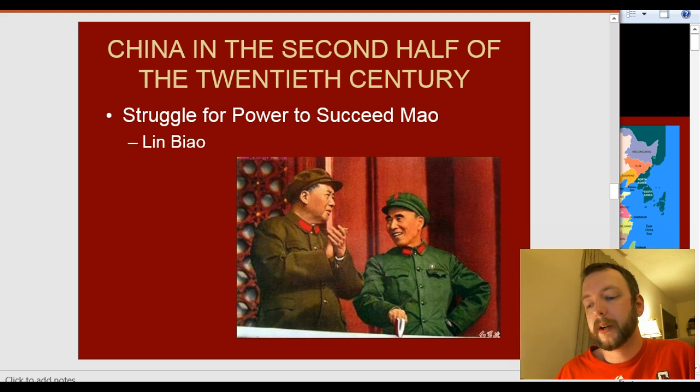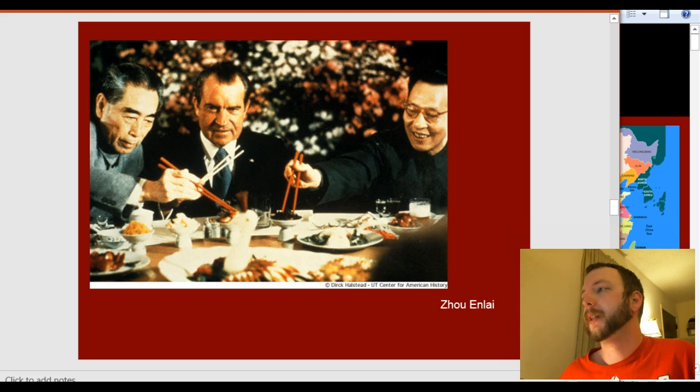But other than Lin Biao, there are two other factions that emerge as possible successors to Mao in the Cultural Revolution. Now, Mao, for his part, didn't support one of these factions over the other. And the first one was led by this one guy.